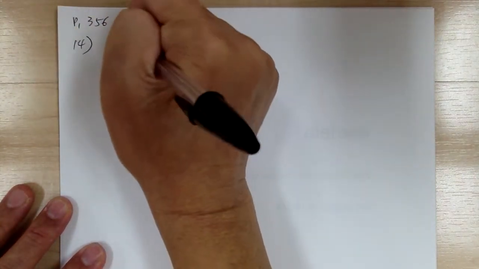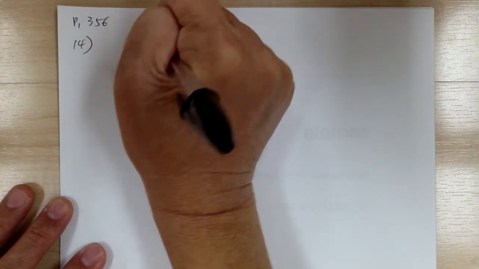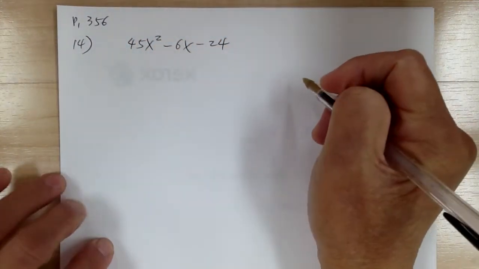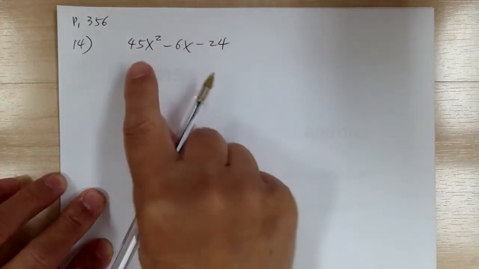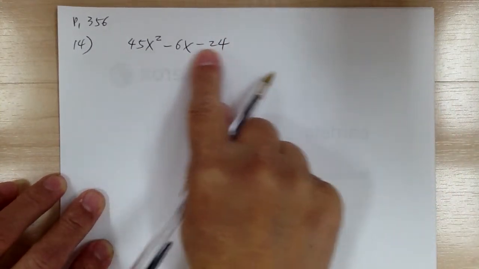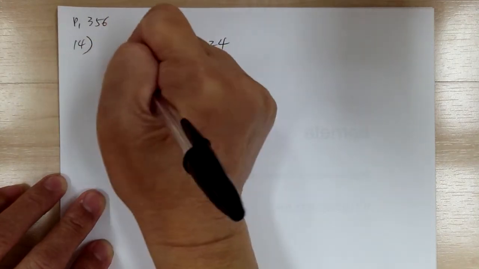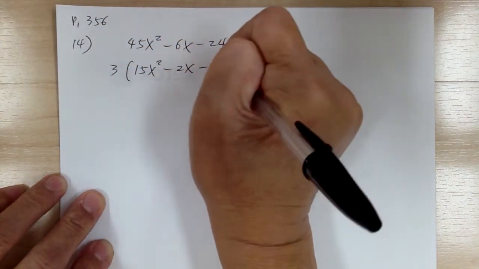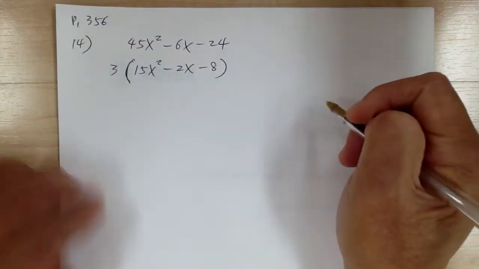Okay, number 14, you have 45x squared minus 6x minus 24. Okay, let's see. Step one, common factor. This can factor out a 3. So factor out the 3, you get 15x squared minus 2x minus 8. Okay, so that's step one.